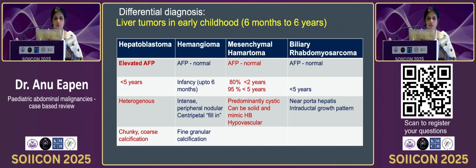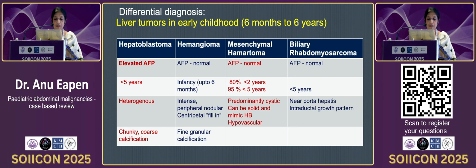So hepatoblastomas, as we have seen on this, are heterogeneous, whereas the infantile hepatic hemangioma has that typical enhancement, intense peripheral nodular enhancement and the centripetal fill-in. And mesenchymal hamartomas are predominantly cystic. Sometimes they can be solid and can mimic a hepatoblastoma. Of course, then you have to look at the alpha-fetoprotein and all that. Whereas biliary rhabdomyosarcomas typically occur near the porta hepatis, and they have an intraductal growth pattern.